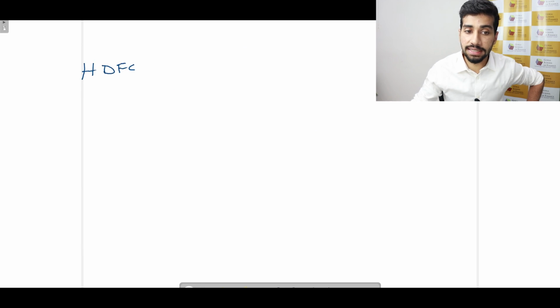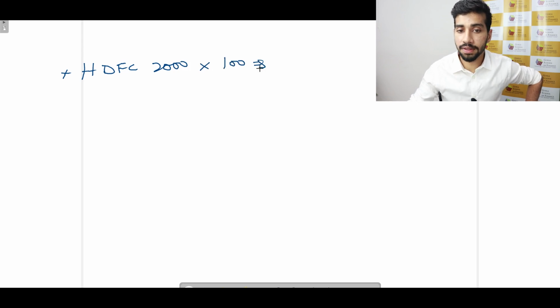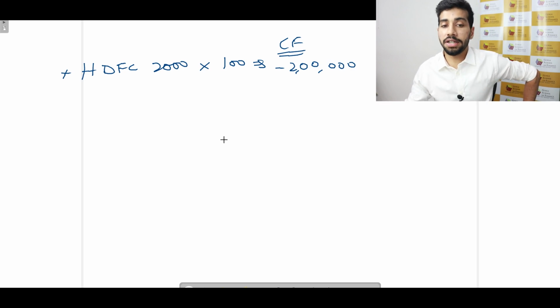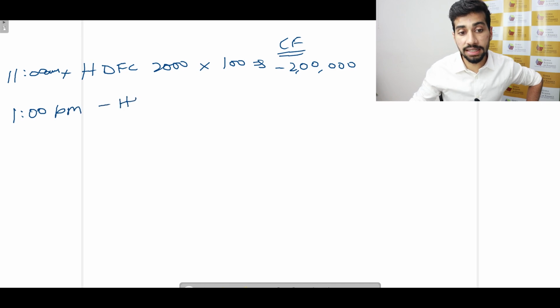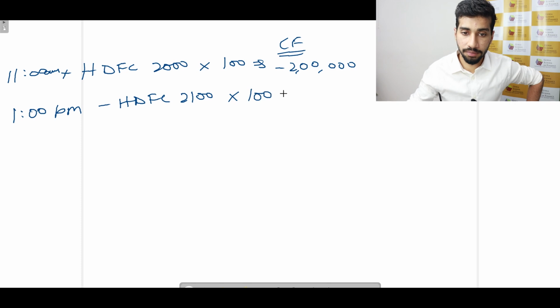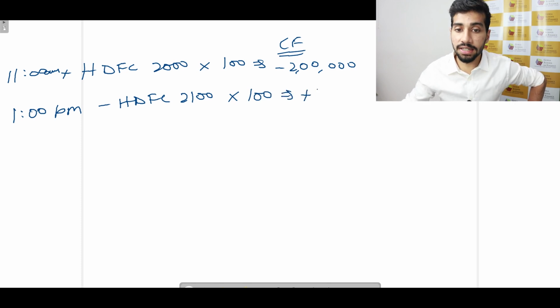Now, if he buys HDFC at the rate 2000 rupees and he buys, let's say, 100 shares, the cash flow or the price he has to pay is plus 2000, and the amount he has to pay is 2 lakhs, right? So he has to pay 2 lakhs rupees. Now let's assume this was 11 a.m. Now at 1 p.m. he sells HDFC at, let's assume, 2100, and he sells 100 shares.